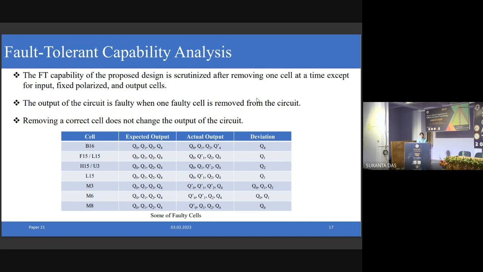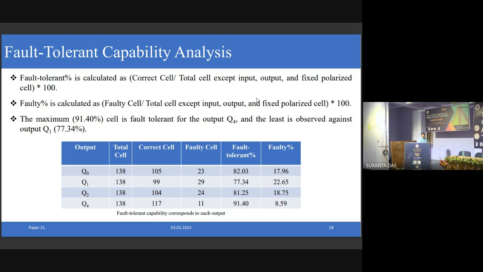Next, the faulty percentage and the fault tolerant percentage I have calculated and tabulated in this table. The fault tolerant percentage is calculated by using the total correct cells present in the circuit, divided by the total cells except input, output, and fixed polarized cells, into 100. In the same way, I have calculated the faulty percentage, where faulty cells are divided by total cells except input, output, and fixed polarized cells.